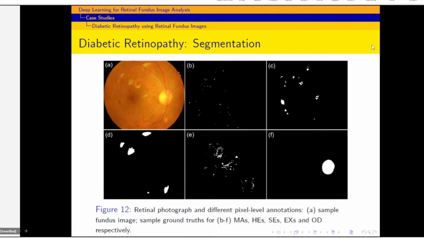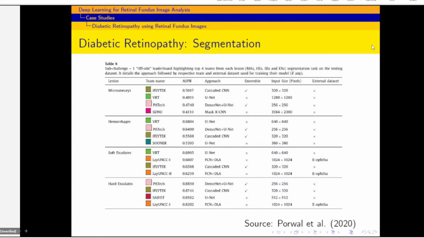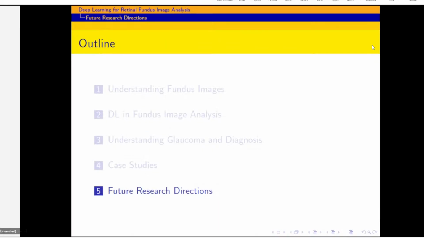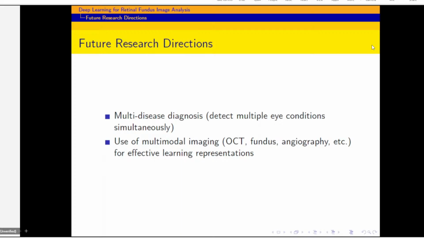As I mentioned earlier, the kind of methods or architectures which I have shown can only detect one type of disease. Yes, it can do binary classification and multi-stage classification, that is fine, but it can only detect one type of disease at a time, right? But there is a possibility that one patient may have multiple conditions, as I mentioned. So how do we detect multiple eye conditions?